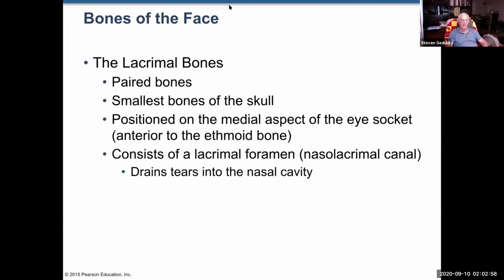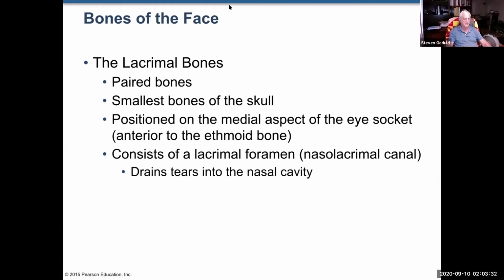Lacrimal bones. Lacrimal bones are right and left. They are the smallest bones of the skull. Remember, the ear bones are not part of the skull. They're positioned on the medial aspect of the eye socket. So on your two eyes, the lacrimal bones are on the inside portions along the side of the nose. Okay, the lacrimal bones hold the lacrimal canal. Lacrimal canal connects your eyes to your nose.